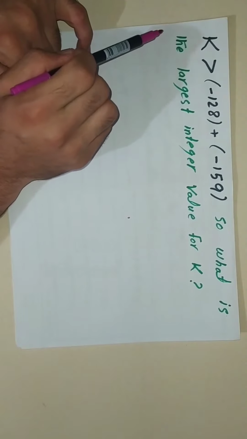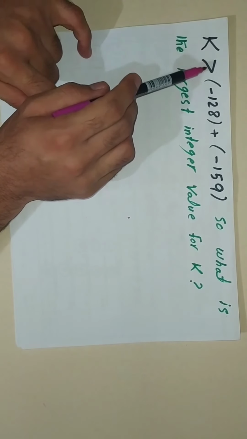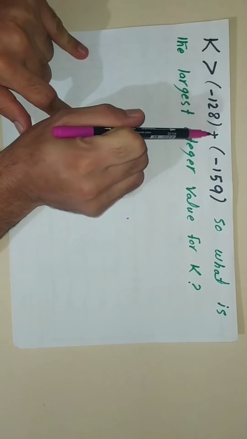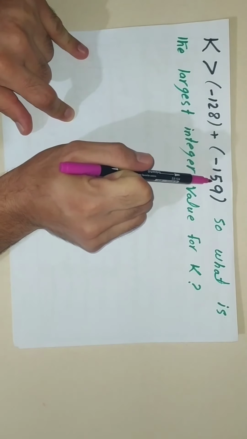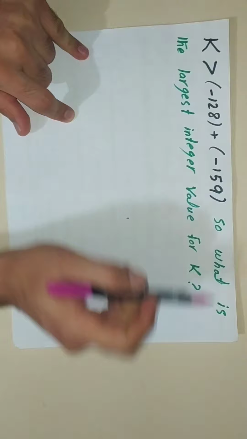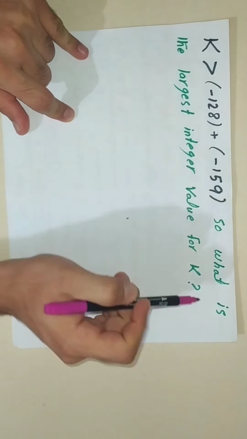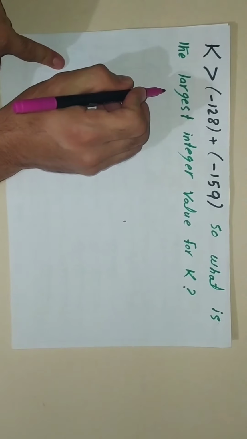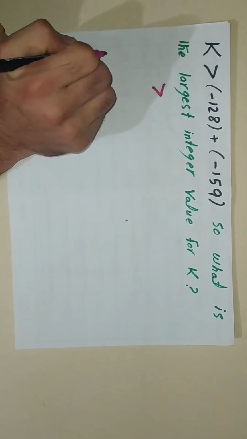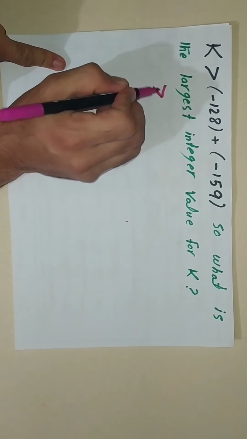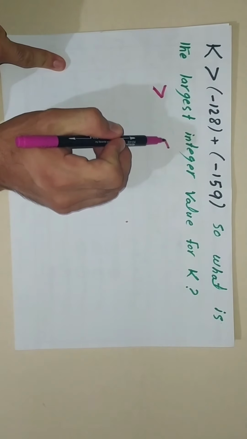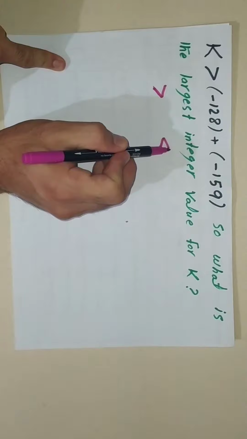Now this question is K is greater than minus 128 plus minus 159. So what is the largest integer value for K? First, we have to know that this symbol represents greater. If it is like this, it is called smaller.